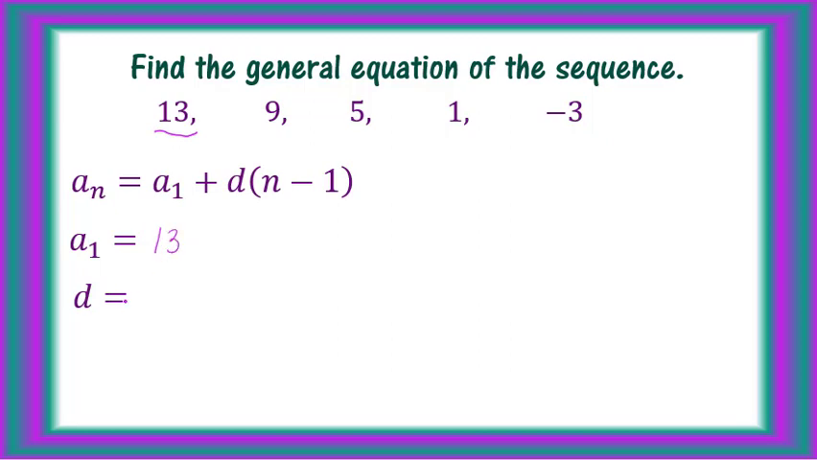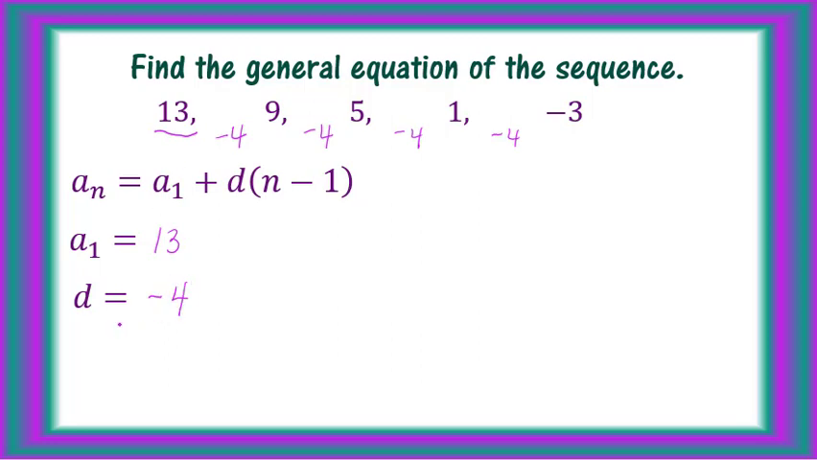Now we want to determine what d is. Between 13 and 9, I'm going smaller. The numbers are getting smaller. 9 to 5, smaller. 5 to 1, 1 is smaller than 5. So that means that I'm subtracting some common difference. 13 minus 9 gives us 4. So let's try negative 4. 13 minus 4, of course, is 9. 9 minus 4, 5. 5 minus 4, 1. 1 minus 4, negative 3. Therefore, our common difference is negative 4.